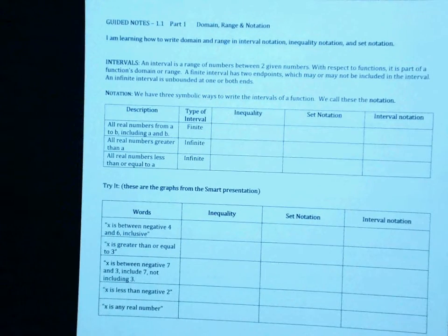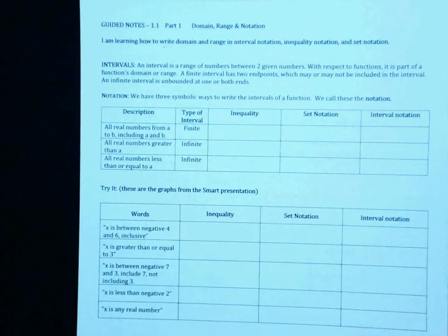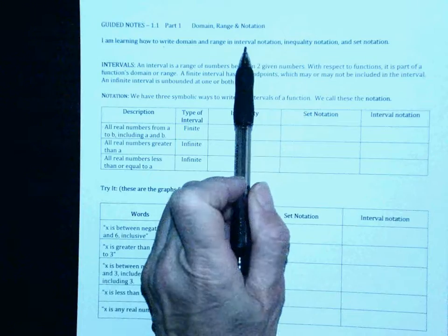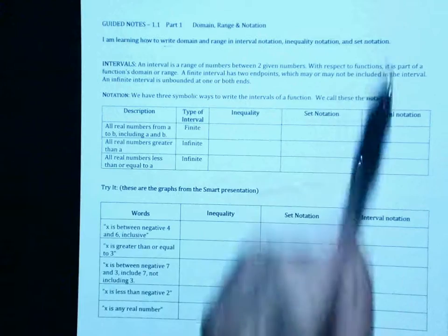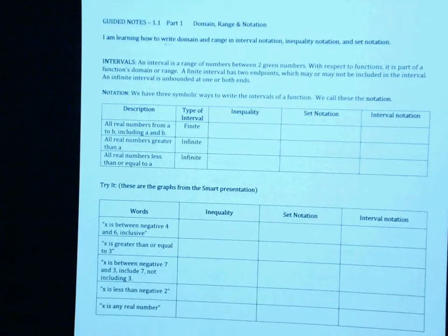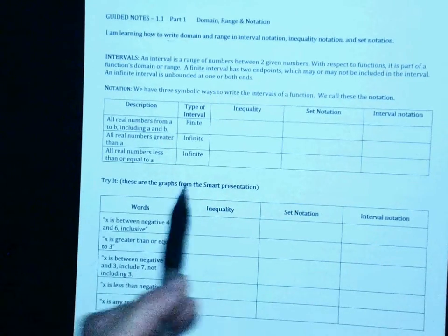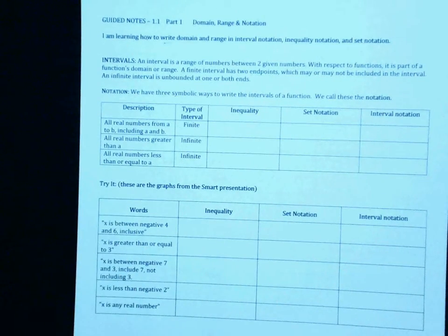Hi guys, today our goal is to learn how to write the domain and range of a function three different ways: in interval notation, inequality notation, and set notation. Basically, an interval is just a part of a function's domain, between two numbers or between one number and then just going on infinitely. So we're going to look at a few different ways to write these descriptions of a domain.